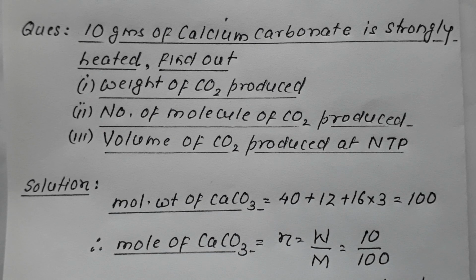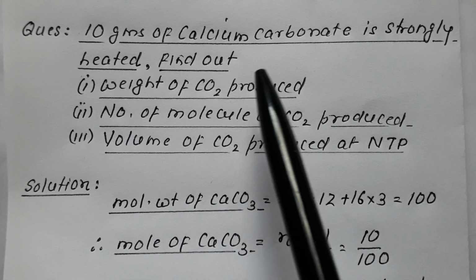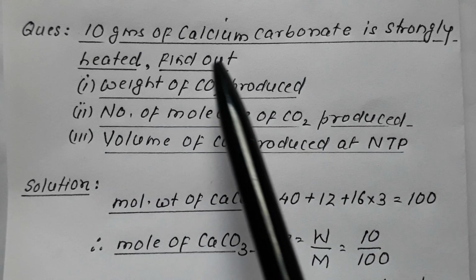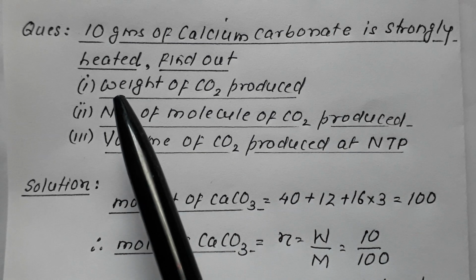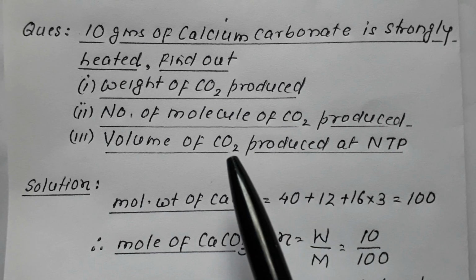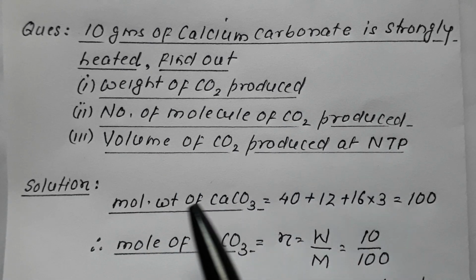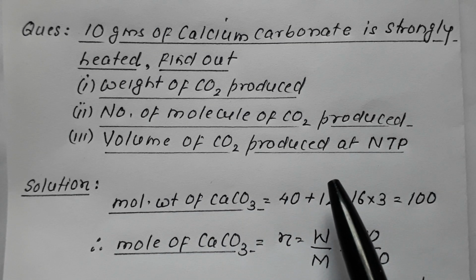Now let us take an example to understand this concept well. Suppose a question is given to you that 10 grams of calcium carbonate, maybe given as limestone also, is strongly heated. Find out, number 1, the weight of CO2 produced, number 2, the number of molecules of CO2 produced, number 3, the volume of CO2 produced.